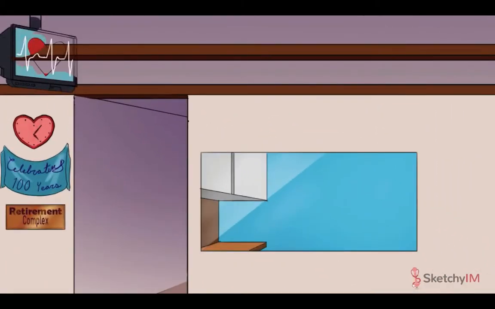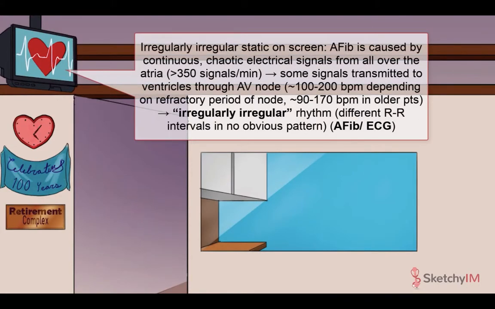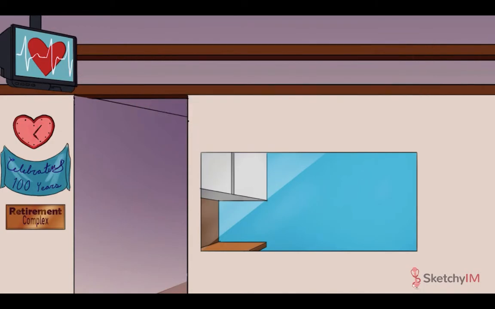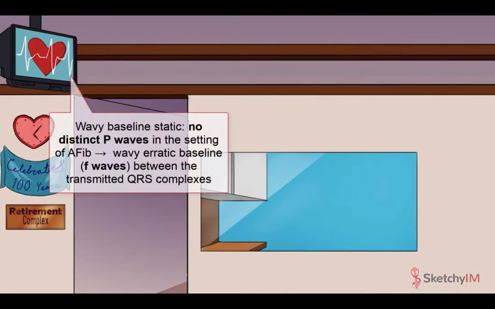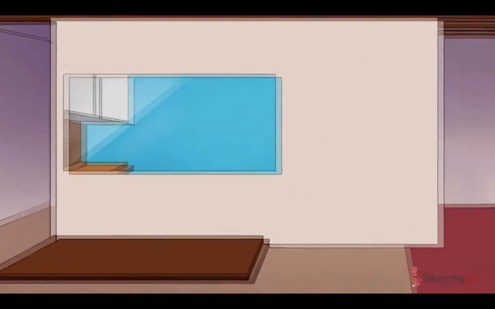AFib, as always, is symbolized by an irregular static tracing on a TV screen. In the setting of AFib, the atrium can generate over 350 electrical signals per minute, but only some of these signals are transmitted down the AV node, leading to an irregular rhythm with different RR intervals and no obvious pattern. Instead of P waves, expect to see wavy erratic fibrillatory waves between the transmitted QRS complexes.